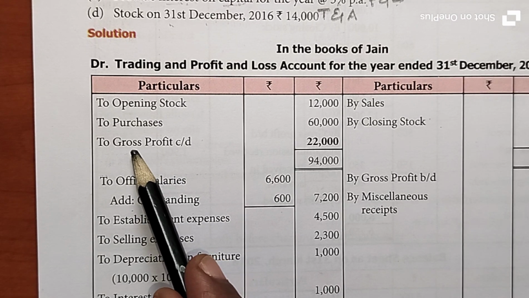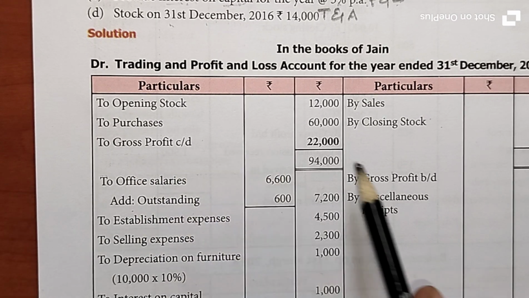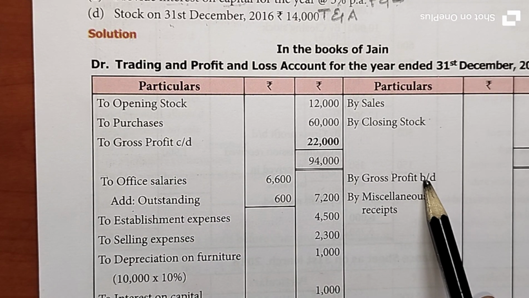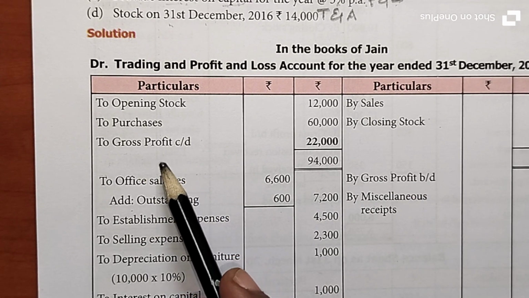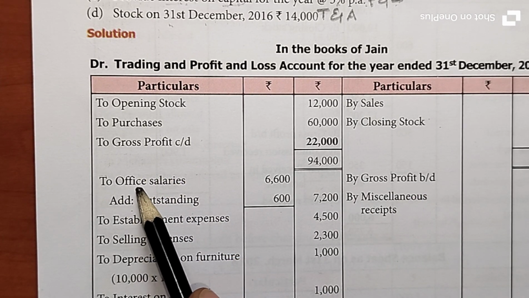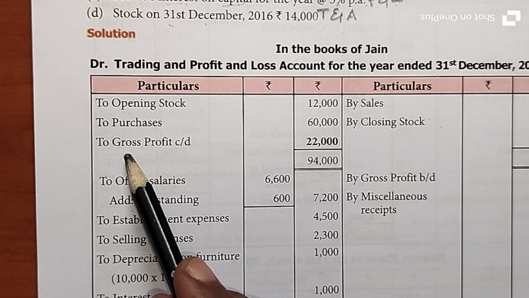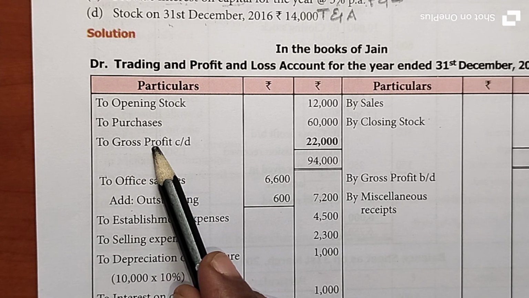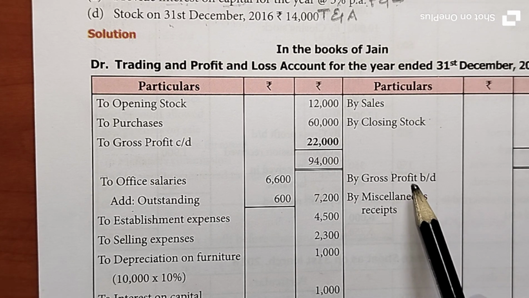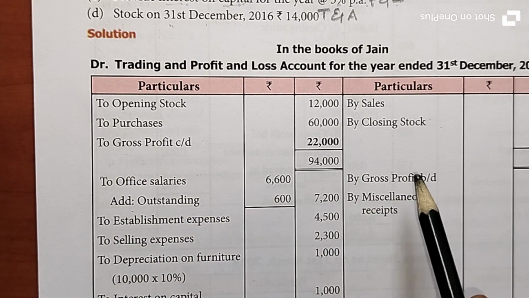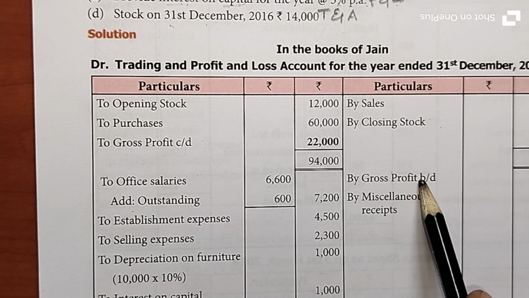Then we have to transfer this gross profit to the profit and loss account. Listen, if we get gross loss, we have to enter it on the debit side of the profit and loss account. If we get gross profit, we enter it on the credit side of the profit and loss account. Here we got gross profit, so we enter it on the credit side.